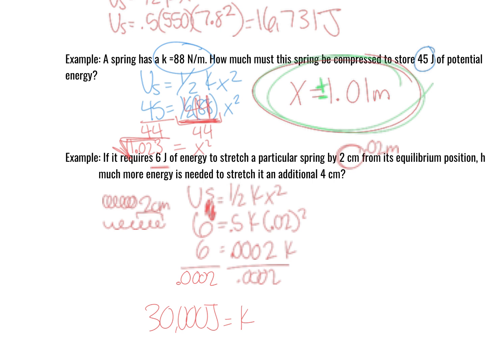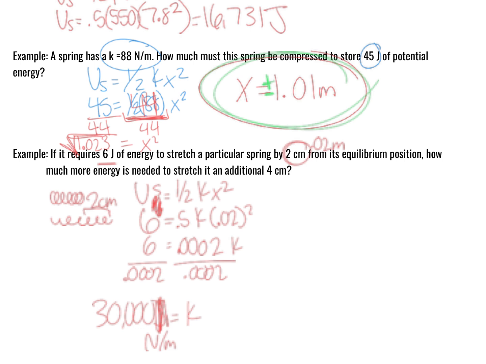All right, so that's not a J. That should have been a Newton per meter. I'm so sorry. Okay, so now you're going to take that spring constant and you're going to plug it into this next one because you want to figure out how much more energy is used. So let's take the same thing, and this time we've got to think about our spring in its new position. So if it was originally like this and you're stretching it an additional 4 centimeters, now it's that 2 plus the 4. So 2 plus 4 equals 6 centimeters. And 6 centimeters is 0.06 meters.